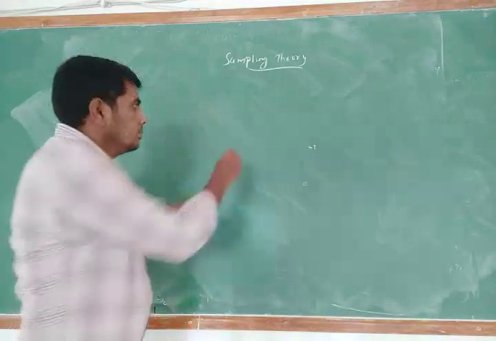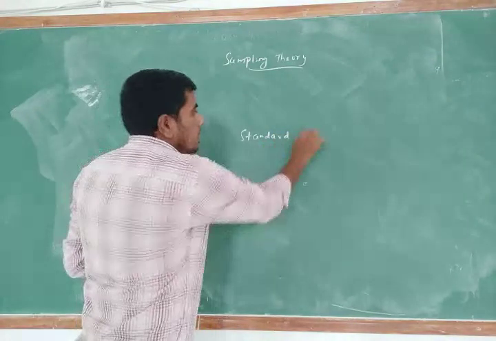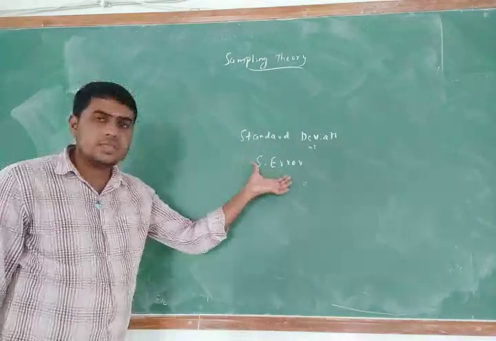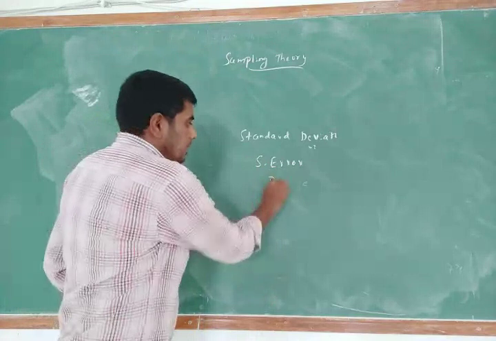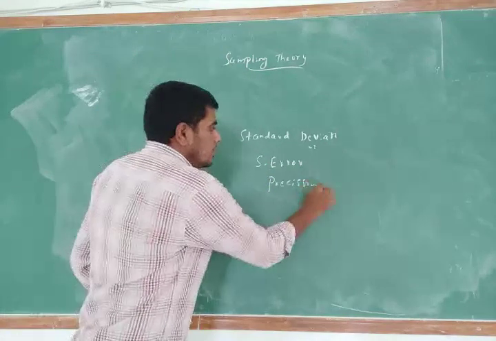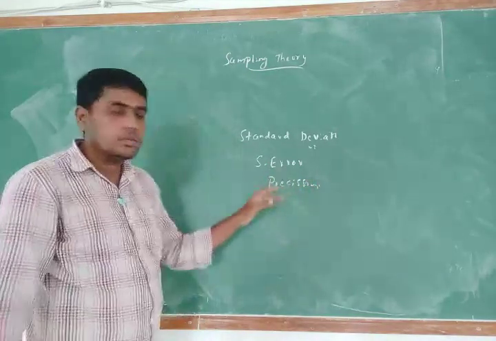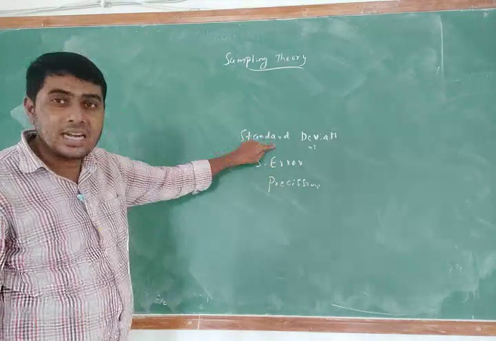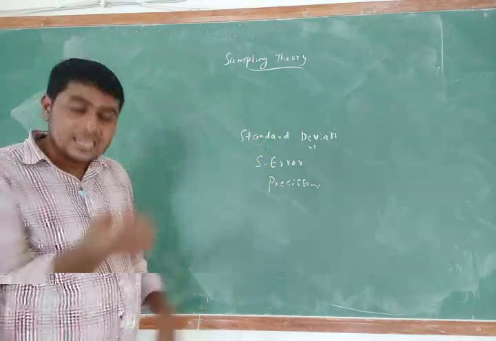Standard deviation, right? Sorry, standard deviation. Standard error. And precision is the reciprocal of the standard error. See, these terms are interrelated with each other. Precision is depending on standard error. Standard error is depending on the standard deviation, and standard deviation is depending on the sample.